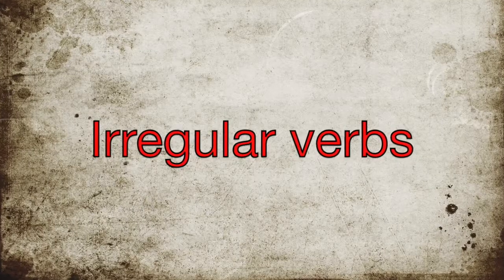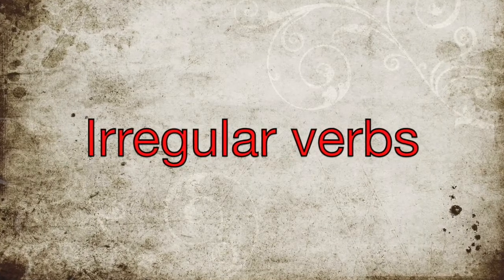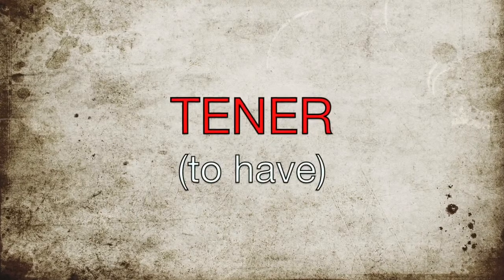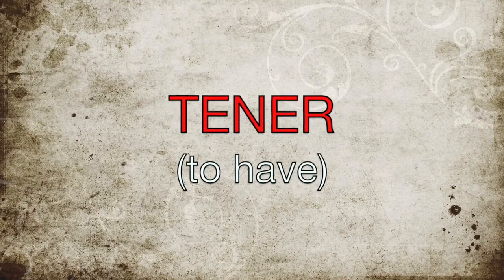Not all verbs are regular, and unsurprisingly, we call these verbs irregular verbs. This means that they don't adhere to normal or regular verb patterns, so we need to learn each one off by heart. One of these verbs is tener, to have, and this is what we're going to focus on today. So, what's the present tense conjugation of the verb tener?